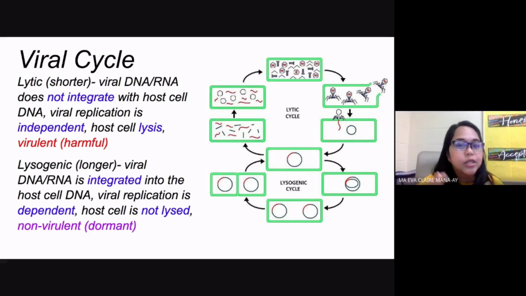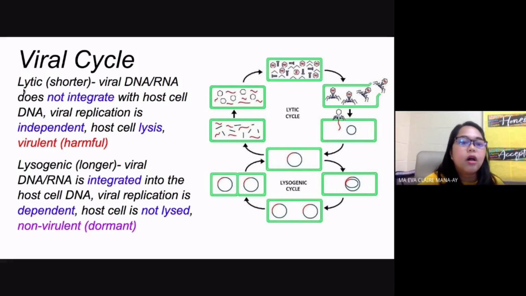Okay, so since it does not need the host cell to replicate itself at this point here in your lytic cycle, it actually kills your cell. Okay, so it's killing the cell at this point here. There is what we call host cell lysis. Okay, there's lysis or death of the host cell.